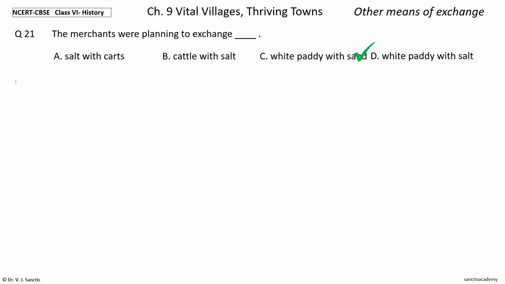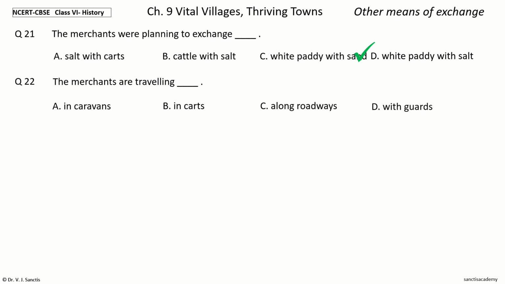Last question, question 22. The merchants are traveling dash. The options are in caravans, in carts, along roadways, with guards. Your time to choose. And the answer is in carts. So, the merchants are traveling in carts.